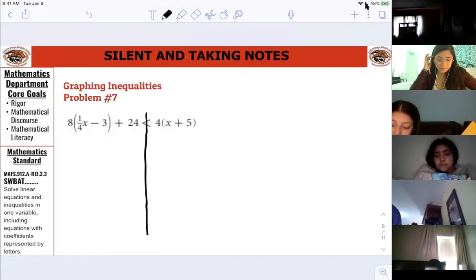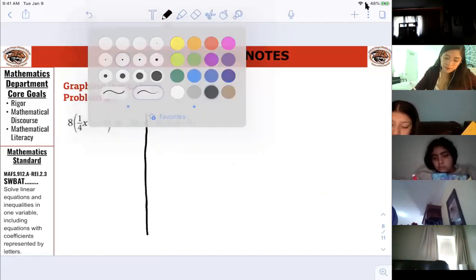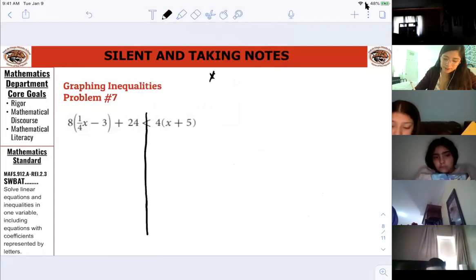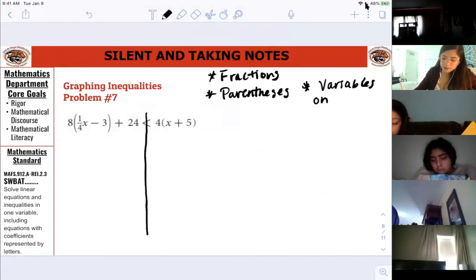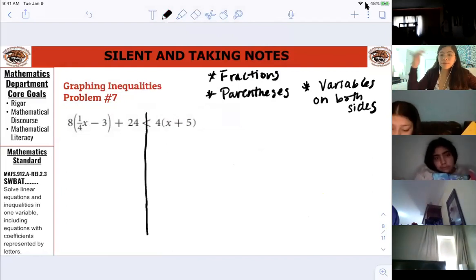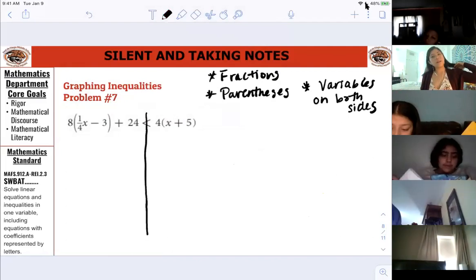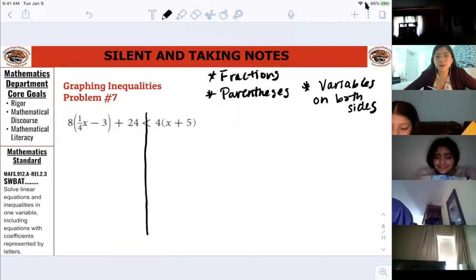Okie dokes. So I know that I have all the classic 3 things. I have fractions, parentheses, and variables on both sides. So there's a lot going on, and we always have to figure out what to do first. In this case, should I do my fractions first or should I do my parentheses first?